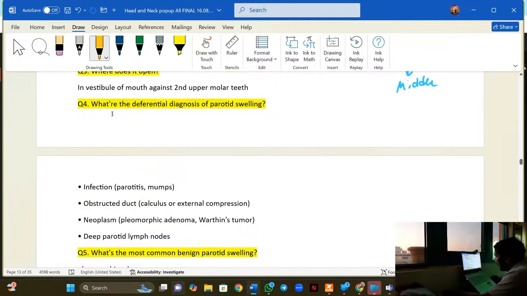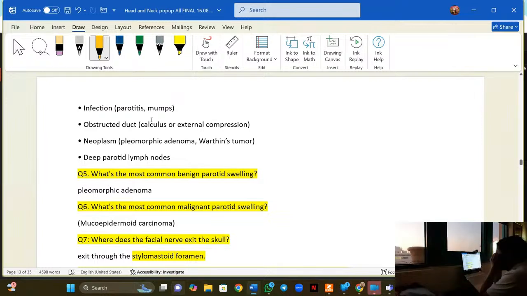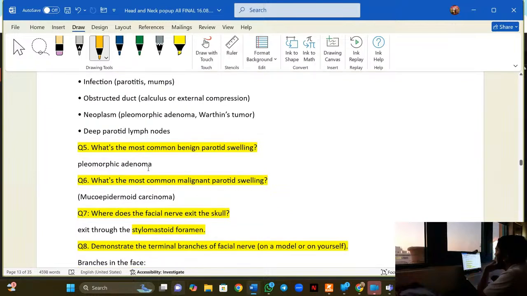What is the differential diagnosis of parotid swelling? Infection by mumps (parotitis), obstruction due to calculus or external compression, neoplasm such as pleomorphic adenoma and Warthin's tumor, and deep parotid lymph nodes. What is the most common benign tumor and the most common malignant tumor? Pleomorphic adenoma and mucoepidermoid carcinoma.